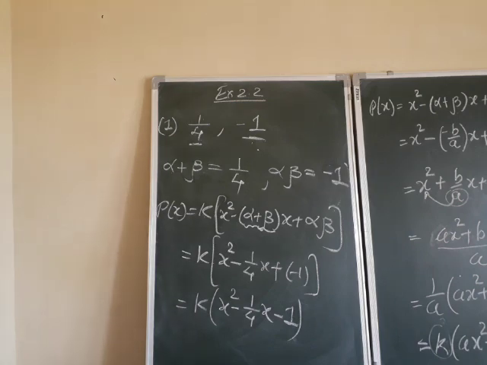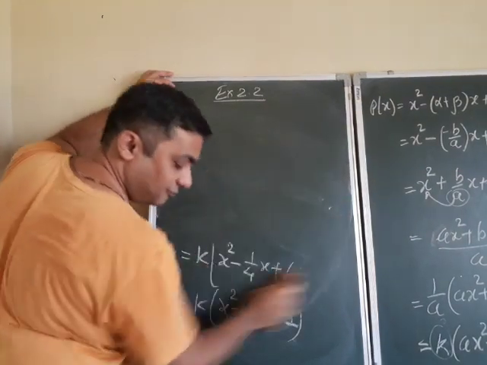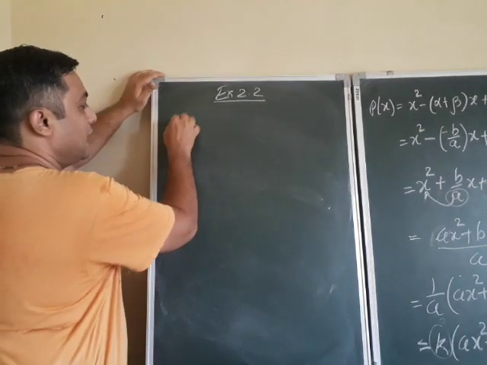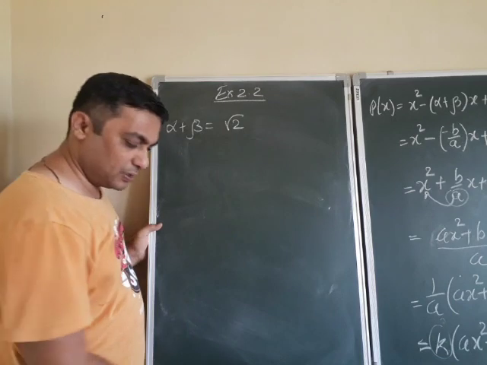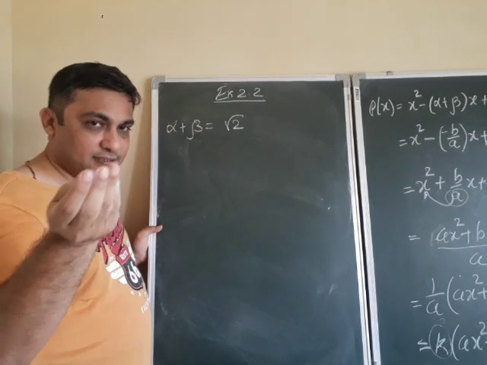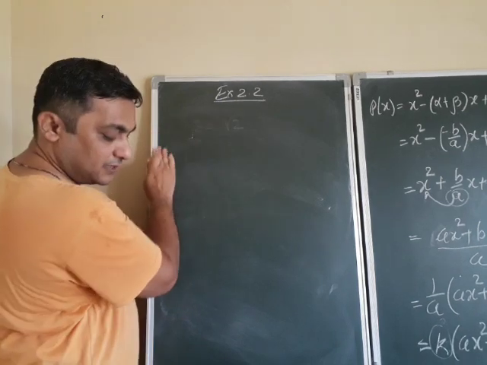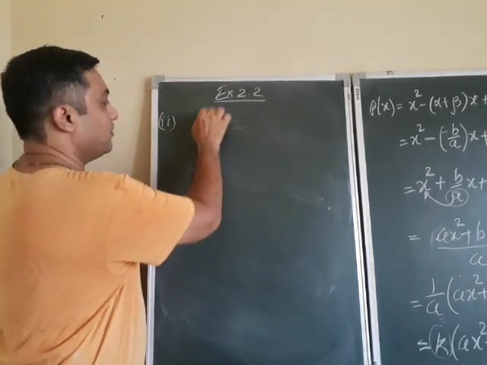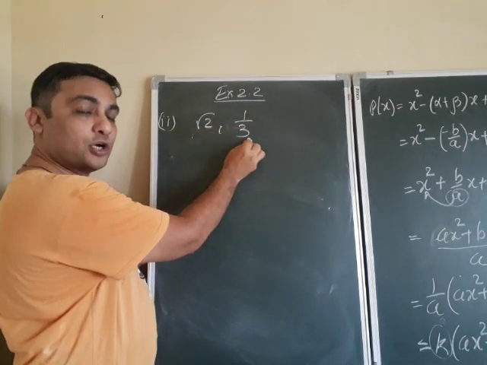Ready for next? See the next. Second one. Alpha plus beta is given as root 2. I think it's a very simple process. And please see the textbook, the example is given like that. Number 2, data is given like root 2 and 1 by 3. One is the sum of the zeros and one is the product of the zeros.